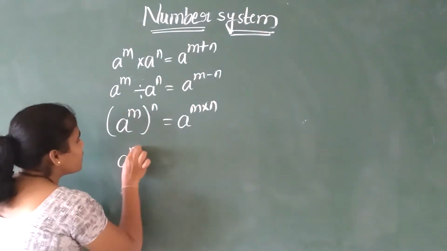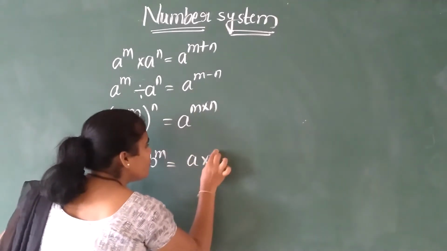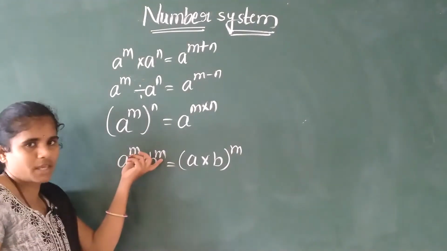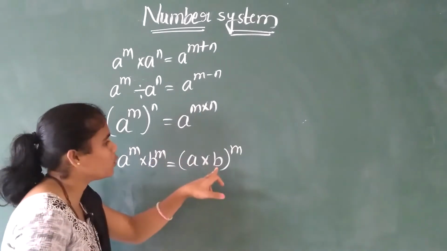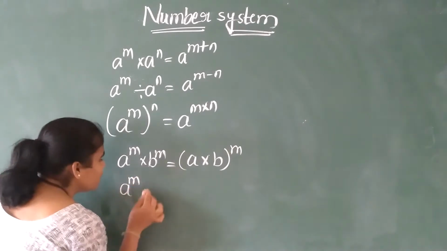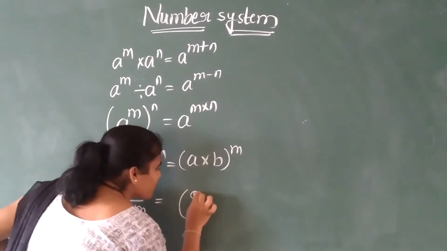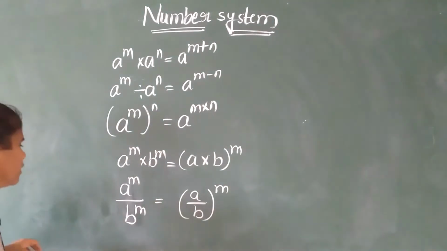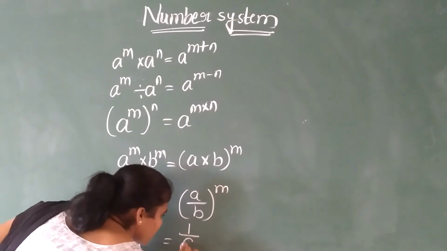Next, a to the power m into b to the power m is equal to a into b whole to the power m. Here powers are same, so here bases are different. So a into b whole to the power m you will get. Next, a to the power m divided by b to the power m is equal to a by b whole to the power m you will get. Next, a to the power minus 1 is equal to 1 by a.